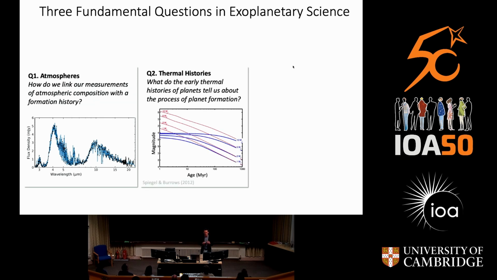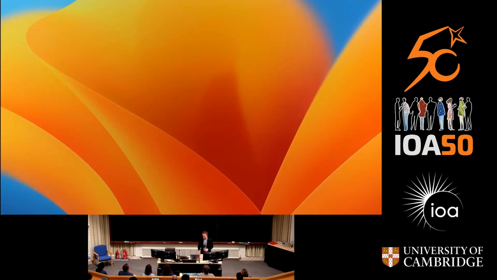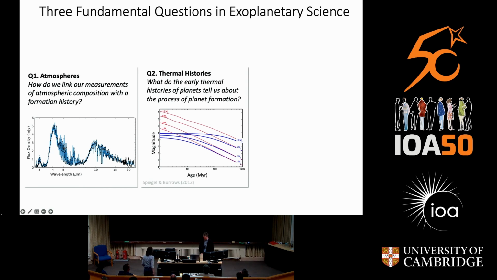The second one is about these early thermal histories that I alluded to before. I'm really curious about what the early thermal histories of planets tell us about the process of planet formation. I mentioned that these models agree very well at gigayear-type ages. But here at the youngest ages, these models tend to really disagree quite a bit. This is due to the loss of energy from accretion shock physics early on in the planet formation process.